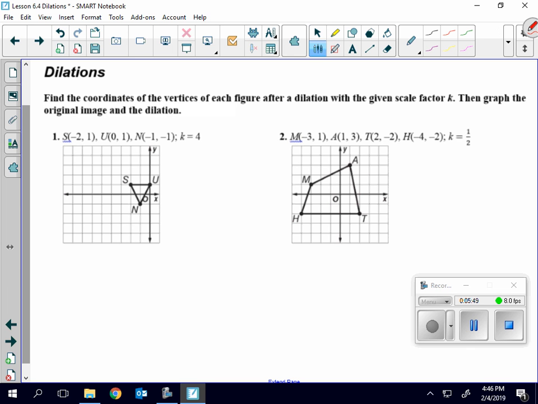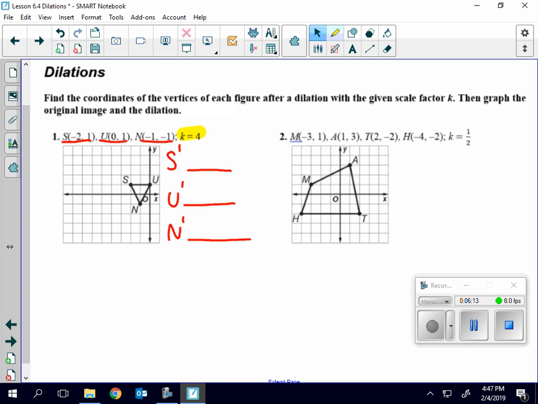So what we need to do is write down our coordinates. Actually, the coordinates of the original are already given to us. So for my new coordinates, I'm going to put S prime, U prime, and N prime. And my K, this is the important part right here, K is 4. That means I want to multiply X and Y by 4. So let's start off with the first one, S. If you multiply 4 times -2, I'm going to get -8. And 4 times 1 is 4.